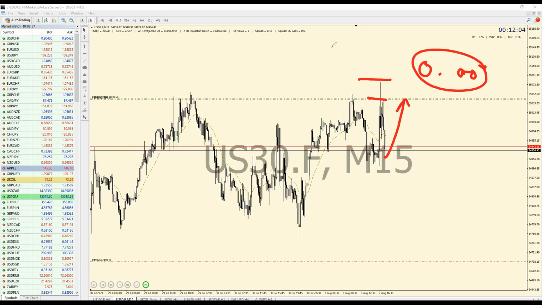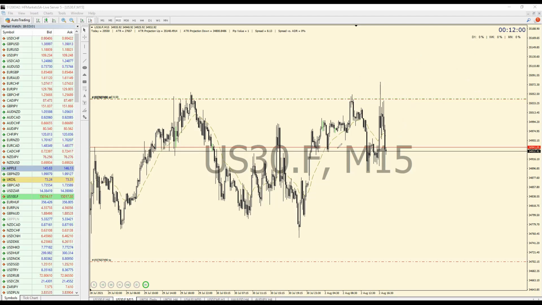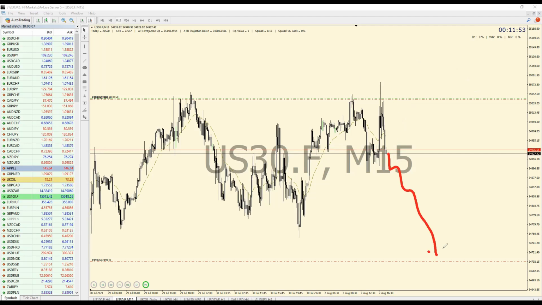So that's how I manage running positions, because now maybe one might be scared to say, what if it goes all the way and hits the TP?